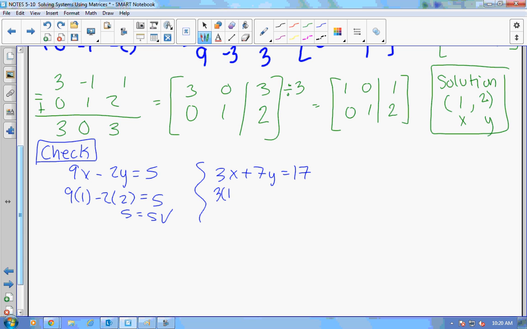Replace the x with 1 and the y with 2. We get 3 plus 14, so it's true, 17 equals 17. That's how we know we did it right. Now the way I did on my paper was in a completely different order. But we still got to the same answer. So if you're doing it differently than your neighbor, that's okay.